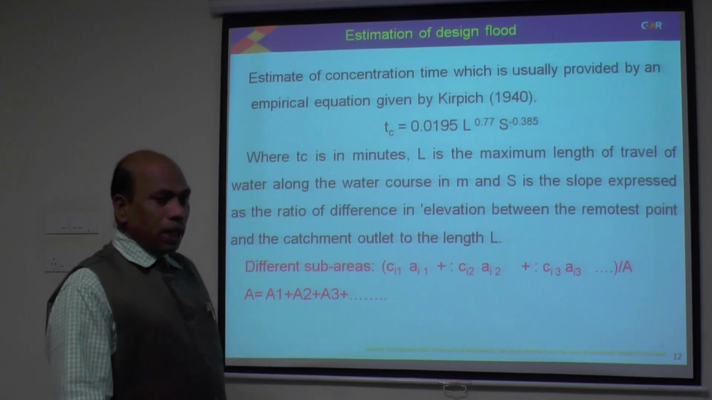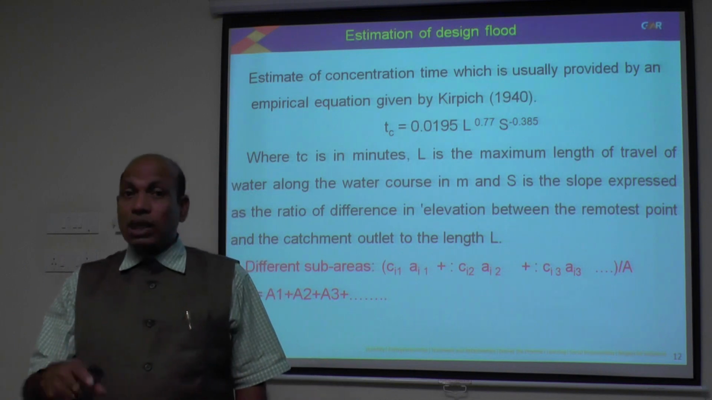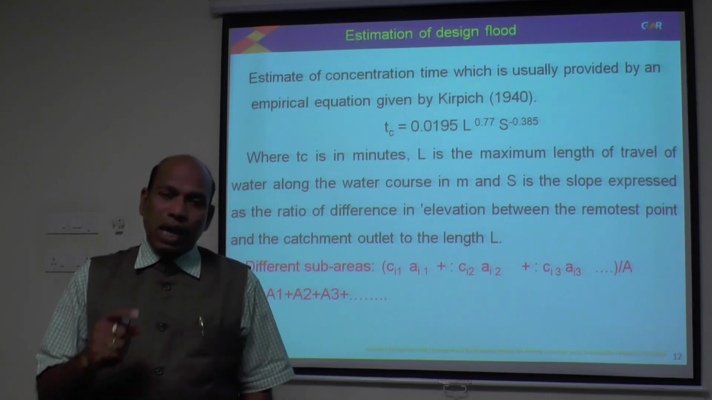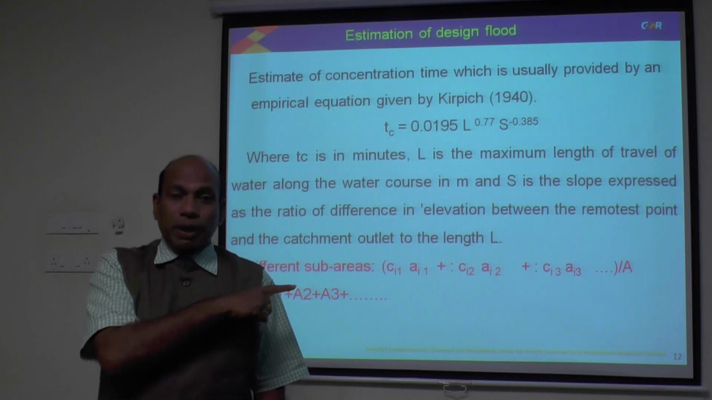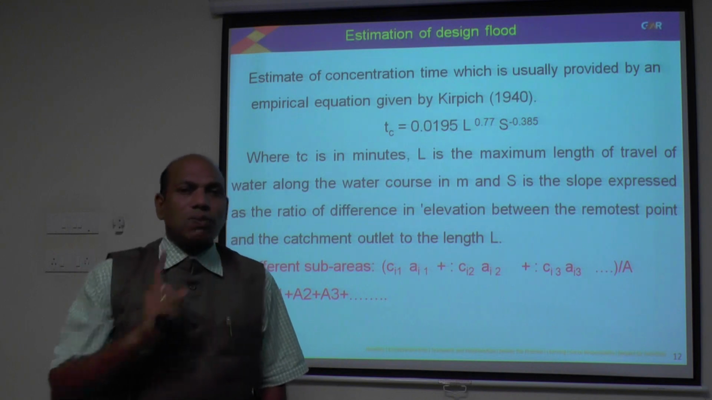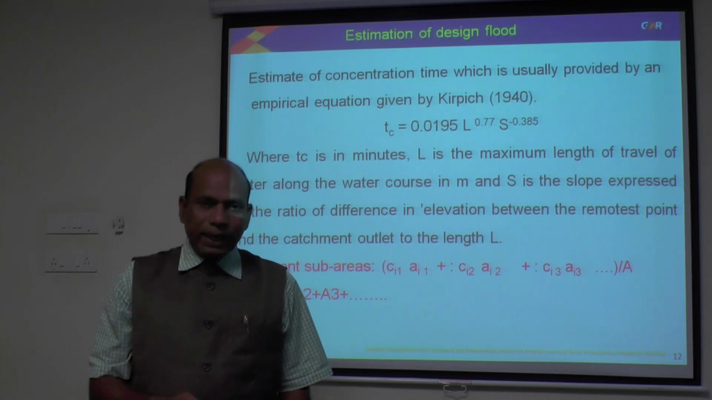Right, for the use of the rational formula, we should know the time of concentration. Once we know the time of concentration period, then only this formula can be used, because the duration of rainfall should be more than the time of concentration, then only this formula can be applied for the determination of peak discharge.